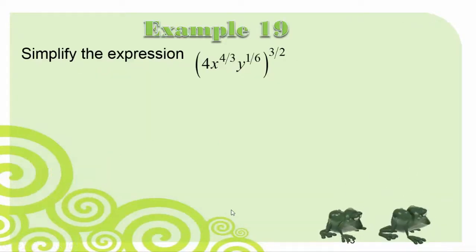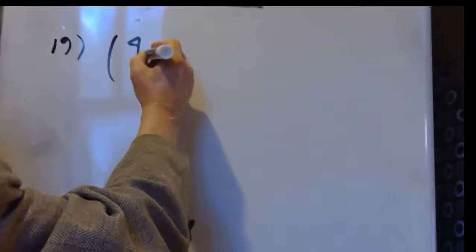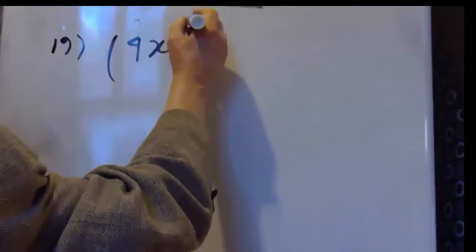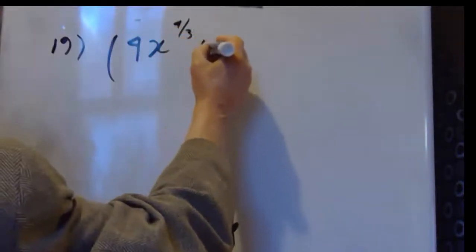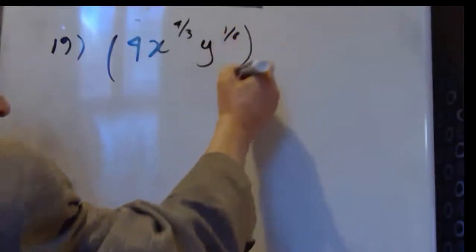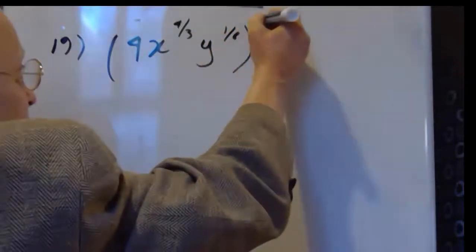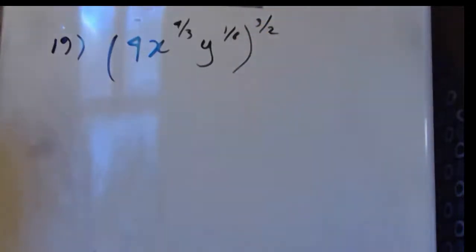In example number 19, we're asked to simplify the expression 4x to the 3/4 y to the 1/6 all to the 3/2 power. So let us go over to the whiteboard and work this one out. In example number 19, we have 4x to the 4/3 y to the 1/6 all to the 3/2 power.